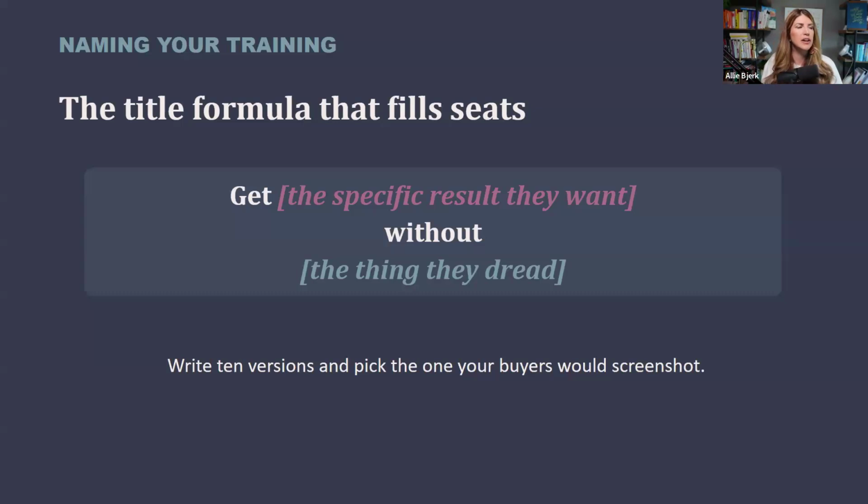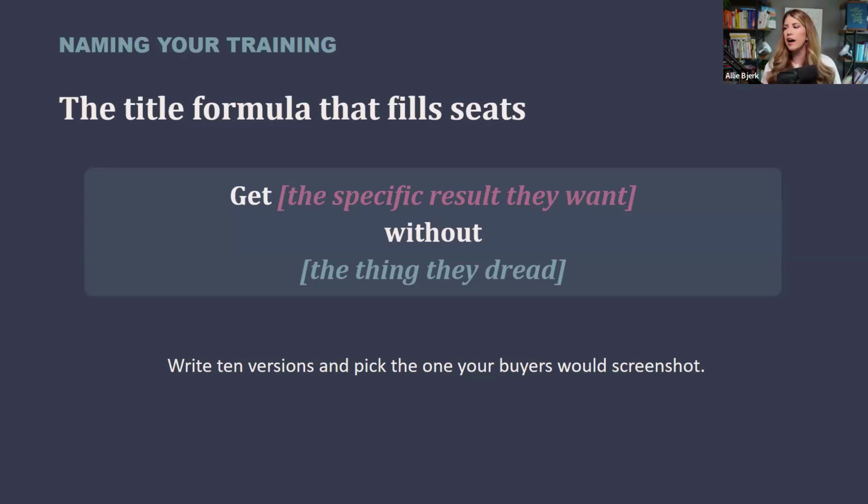The title formula that I use most frequently is: get the specific result that they want without the thing that they dread. I've heard people also say, get the yum without the yuck. Think about the thing they really want and the thing they really don't want, and then sometimes I'll add another section to the title, like, even if XYZ. So, how to enroll clients every week without launching sales calls or a big audience, even if you hate ads, you don't want to be on social media, and you've never sold anything online before.